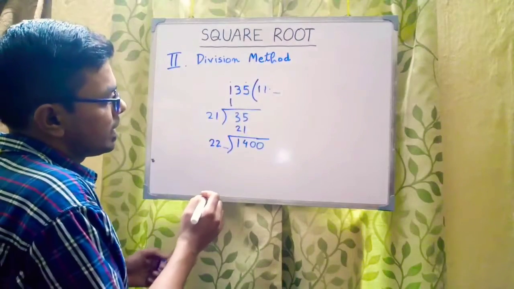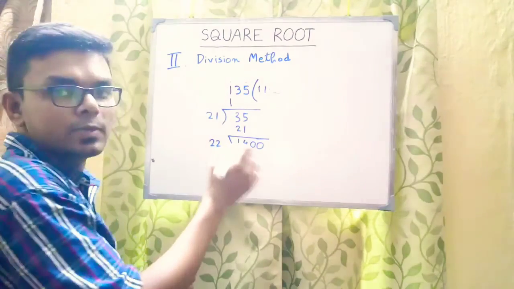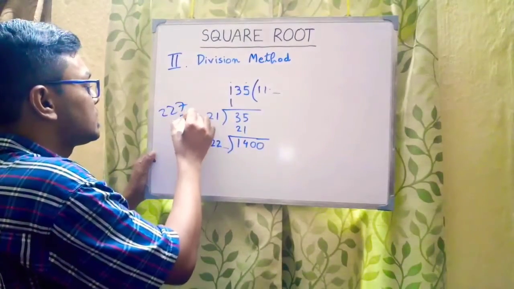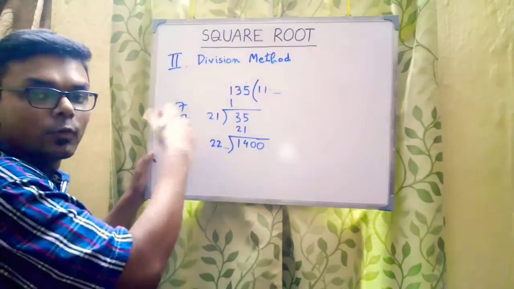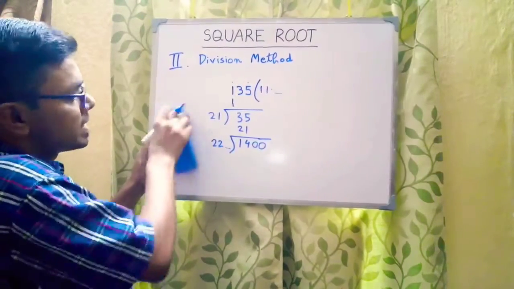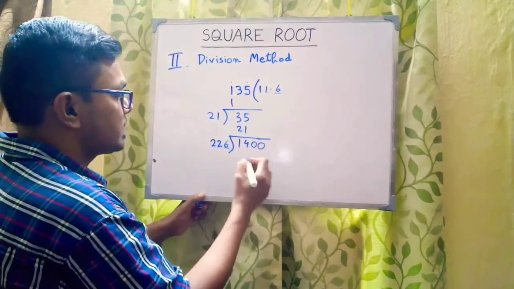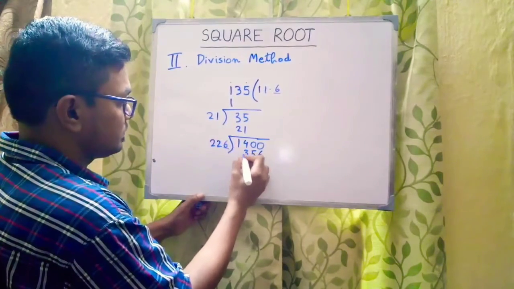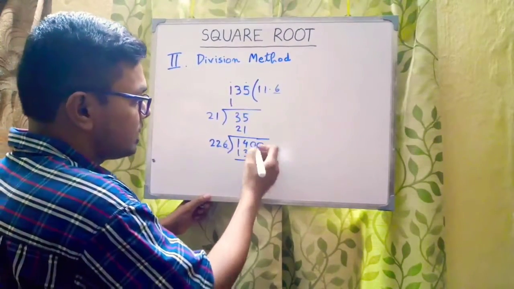Now we see, if we do here 227 into 7, that would give us a product greater than 1400, because 227 into 7, we see 7 into 2 is already 14, so the whole thing must be greater than 1400. So let's try with 226 into 6. So let's do that. So we get 1356. Now again we do the subtraction over here.